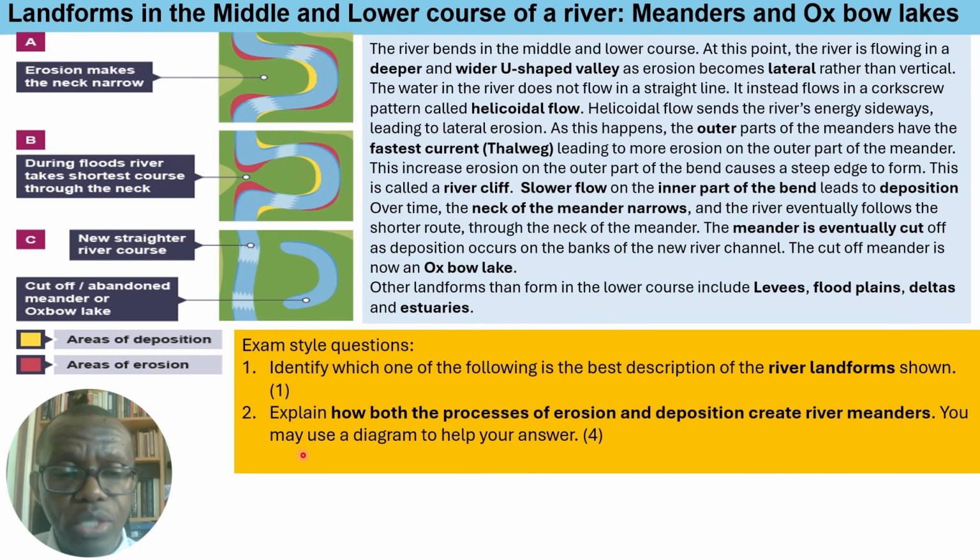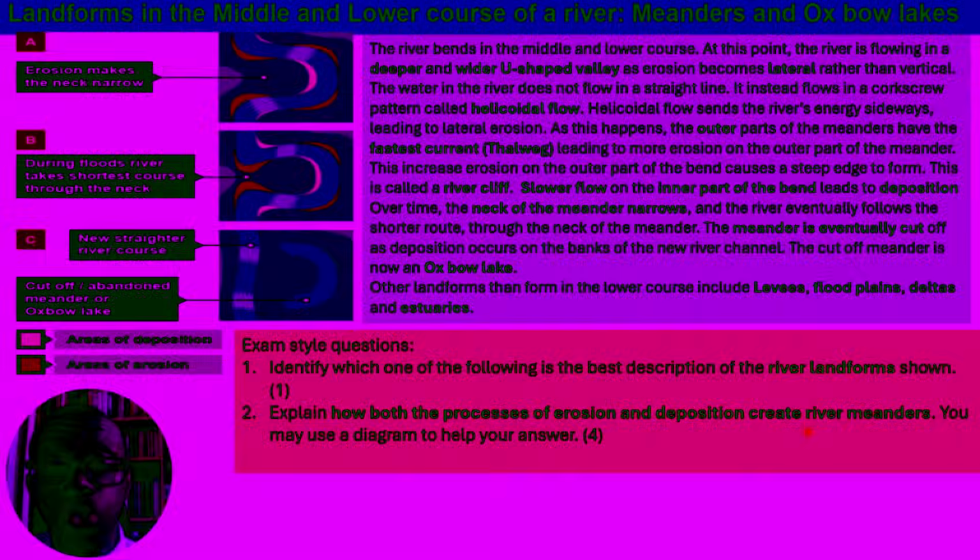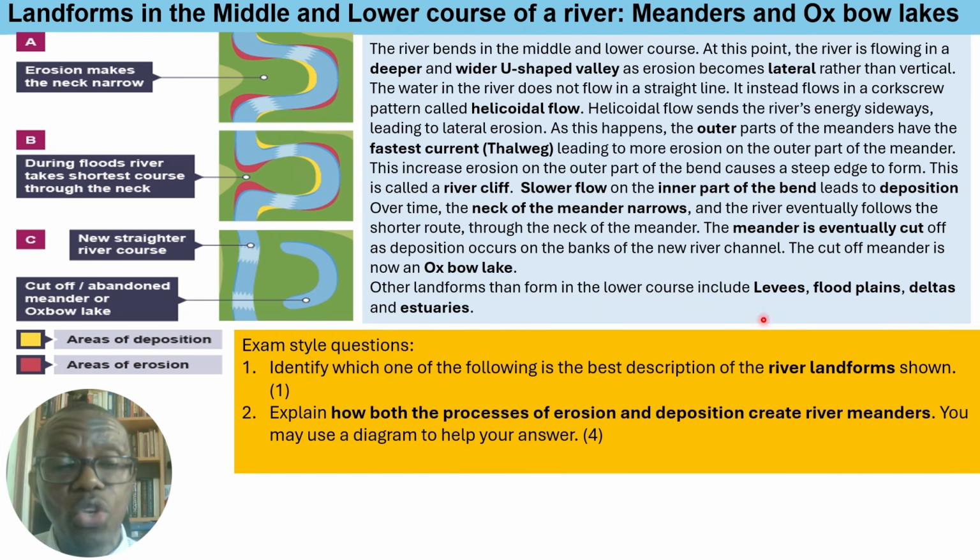And then the second question: explain how both the processes of erosion and deposition create river meanders. You may use a diagram to help your answer. So again here, you are talking about the formation of an Oxbow Lake or a river meander. Actually, this one is a river meander in this particular case. So you're talking about how that meander is getting eroded. Now, you could also be asked to talk about how to create Oxbow Lakes. So you then go right to the end where you're explaining how the meander is getting eroded, eventually to form that Oxbow Lake.